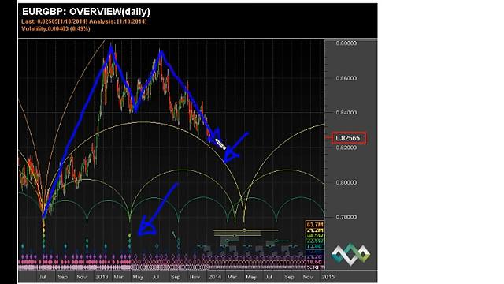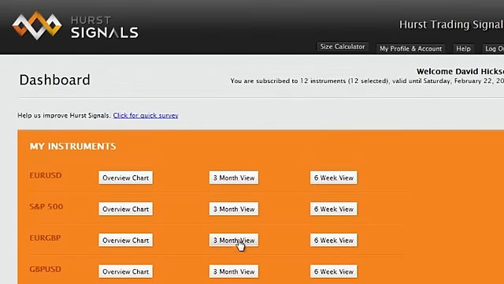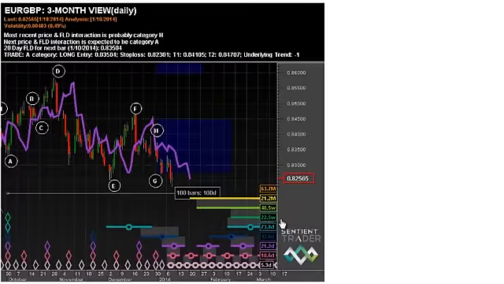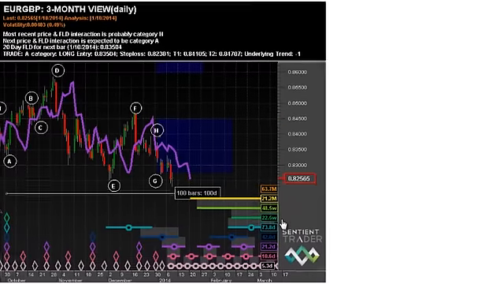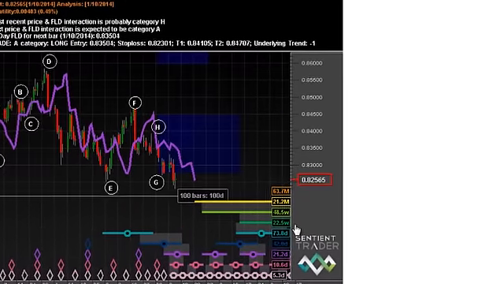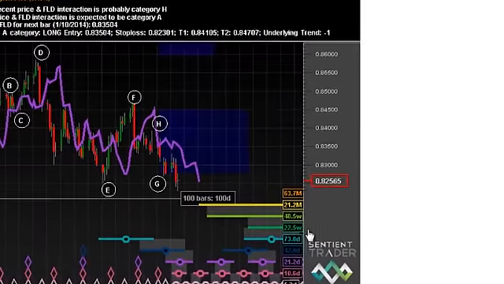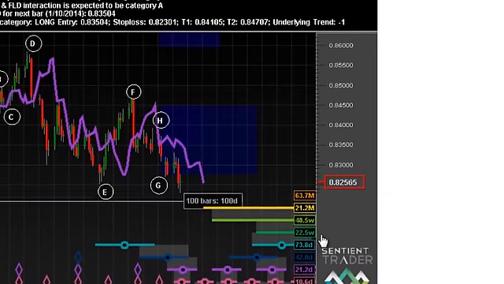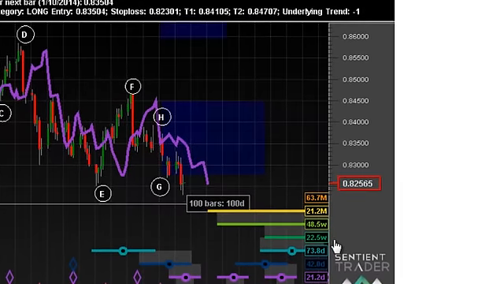A quick look at this overview chart tells me that the Euro to British Pound forex pair is presently moving down into a trough of the 18-month cycle. Armed with that information, I can delve a little further into this trading opportunity by taking a look at the 3-month view for the Euro to British Pound forex pair. Again, the cyclic analysis is presented at the foot of the chart, and the interactions between price and the FLD are clearly labeled on the chart.